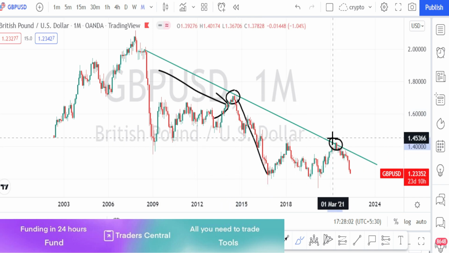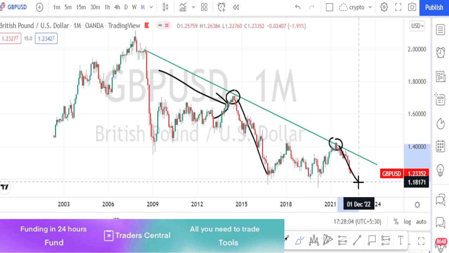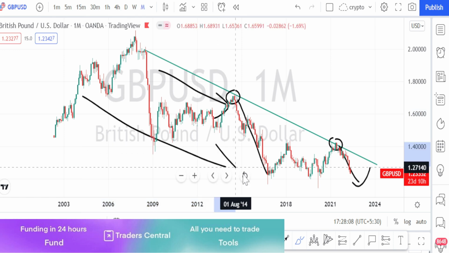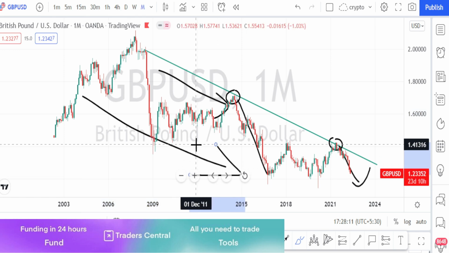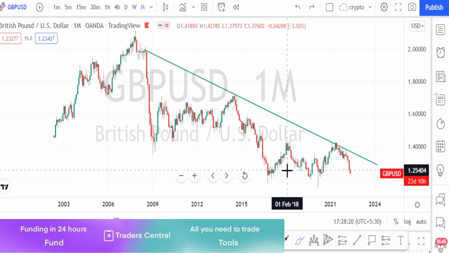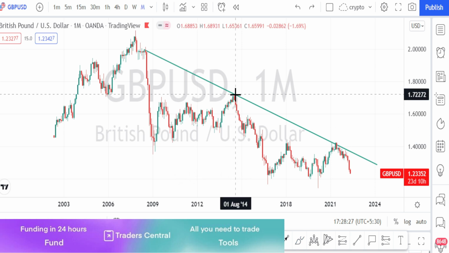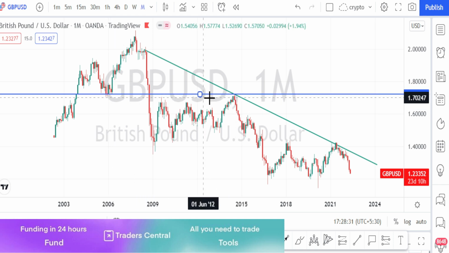Again it tried to break this resistance level. Again it is falling on a bearish trend reversal. So overall the price action in monthly time frame is in a bearish trend. And let us look at the support and resistance levels in monthly time frame. So this is a level it started to test the resistance line. I am drawing a resistance level over here.